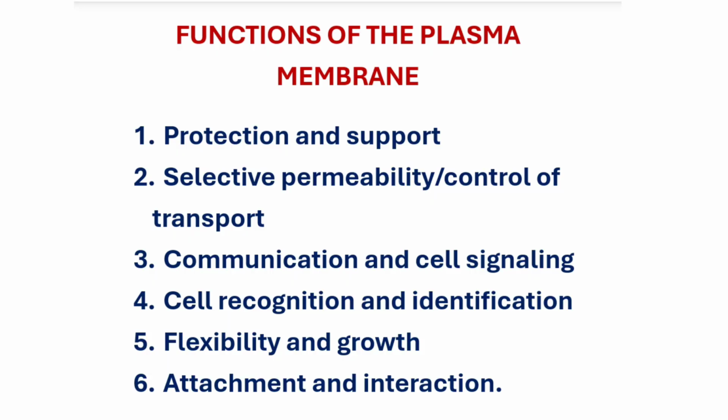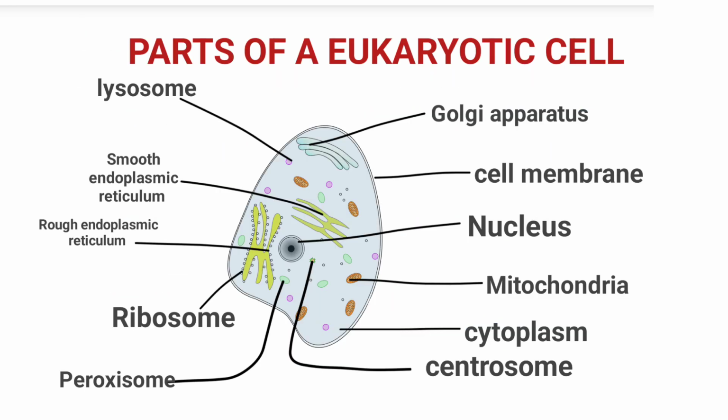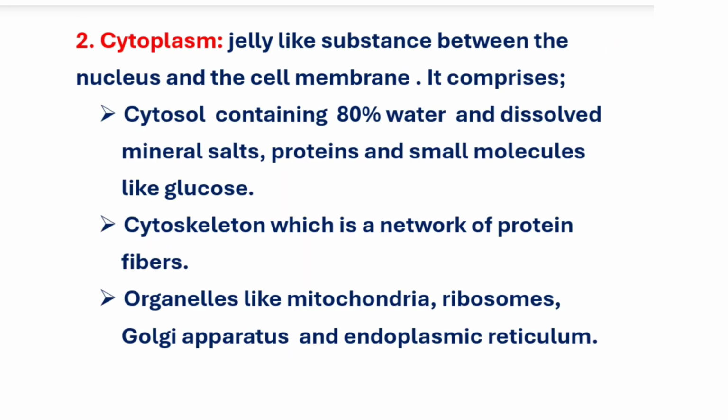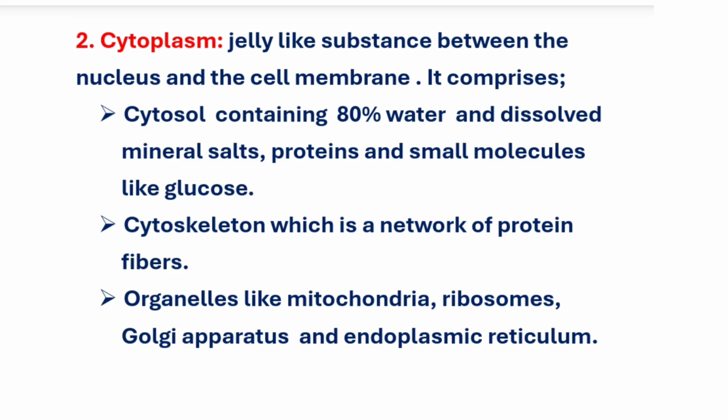The second part is cytoplasm. Cytoplasm is a gel-like substance inside the cell that fills the space between the cell membrane and the nucleus. It contains the cell's internal contents except the nucleus. It comprises cytosol, cytoskeleton, and organelles. Cytosol is the liquid portion of cytoplasm containing 80% water and dissolved mineral salts, proteins, and small organic molecules like glucose and amino acids. In prokaryotes, it contains the DNA. Cytoskeleton. Cytoplasm also contains a network of protein fibers called the cytoskeleton that gives the cell shape and helps organelles move around the cell.